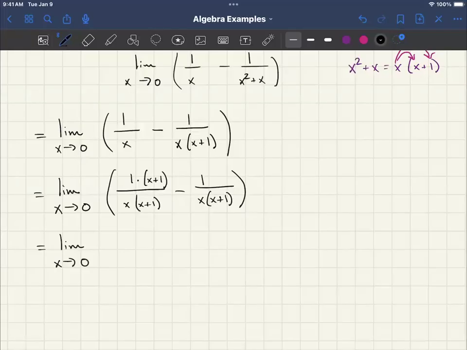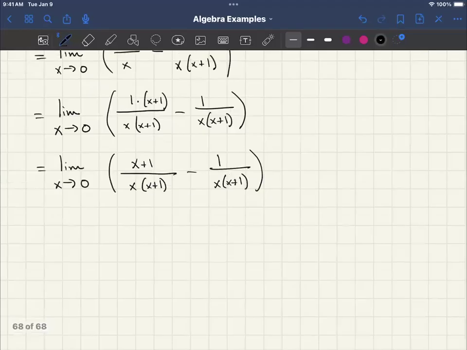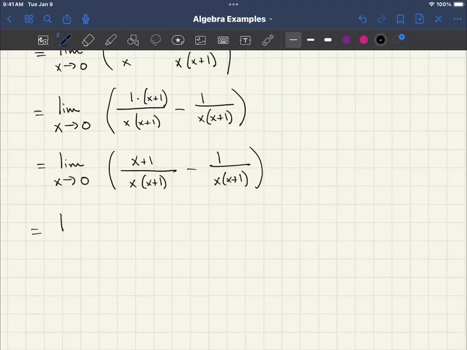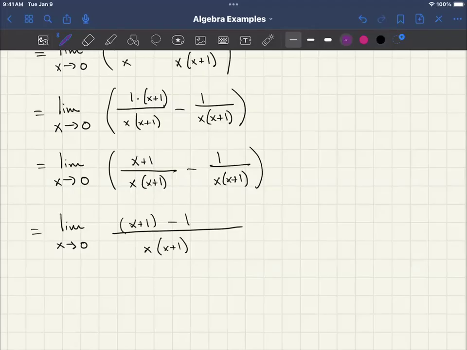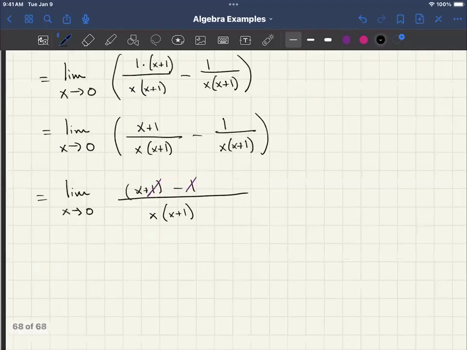All right, so in our fractions here, we have x plus 1 over x plus 1, minus 1 over x times x plus 1. Now that we have our same denominator, we can smush these together. So we have one fraction with the same denominator. On the top, we have x plus 1, and we are subtracting 1.